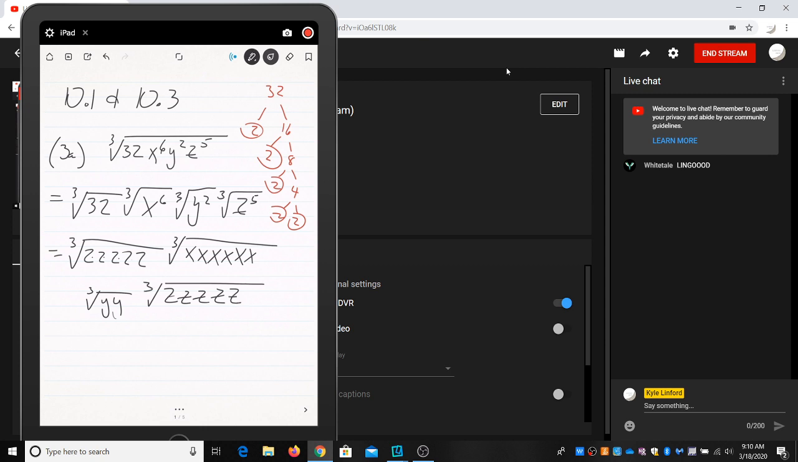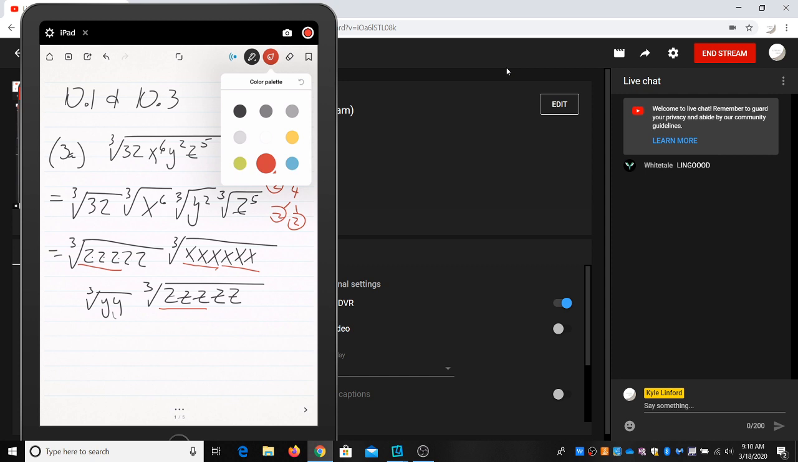Now the big thing here is we need to make groups of the same size as the index. So here the index is 3. We need to make groups of 3 like terms. So we have 3 2's, 3 x's, and another 3 x's. We don't have 3 y's, but that's okay, so that won't break down, but we do have 3 z's right there.